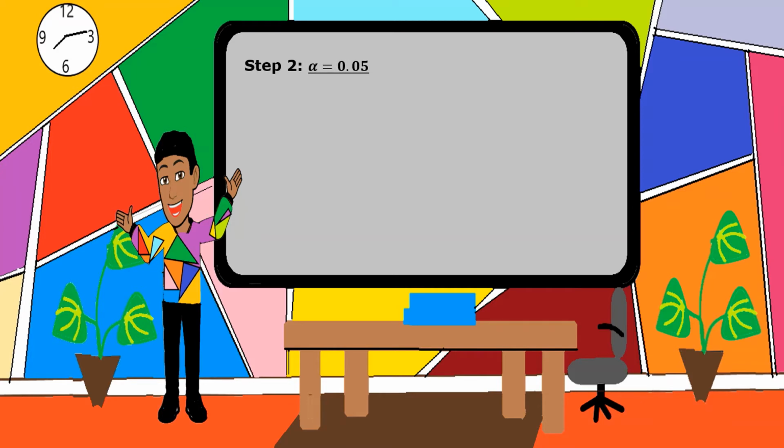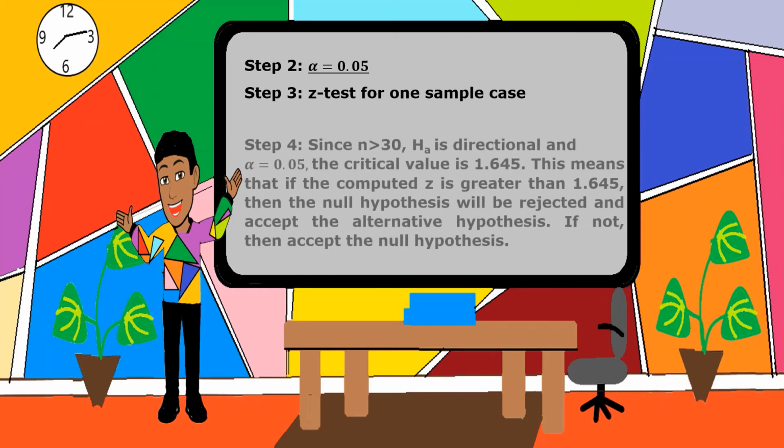Step 2, as stated, the level of significance alpha is equal to 0.05. Step 3, z-test for one sample case.